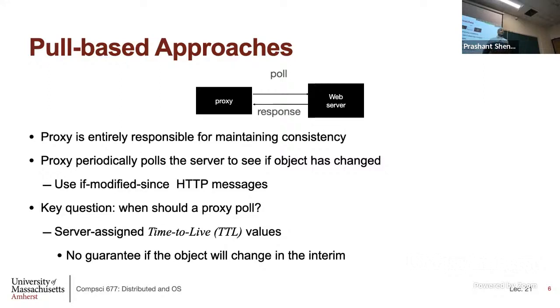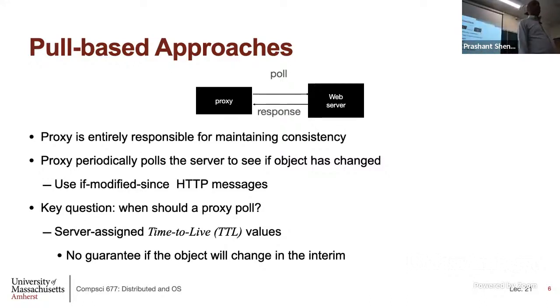One is the server can assign what is called a time to live value, or a TTL. A time to live value is some estimate from the server side as to when the page might change next. That's the lifetime of the page. That's why it's called time to live. So whenever you do a get, the server could attach an expiration time, saying, keep this in your cache for 6 hours, or 1 hour. So the proxy could then wait for that TTL to expire and then poll the server, because the server gave you a hint.